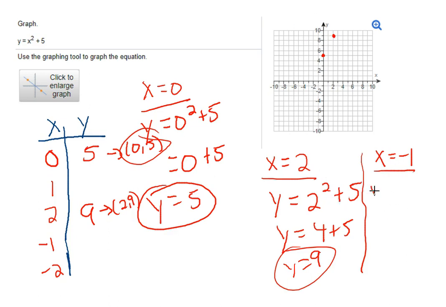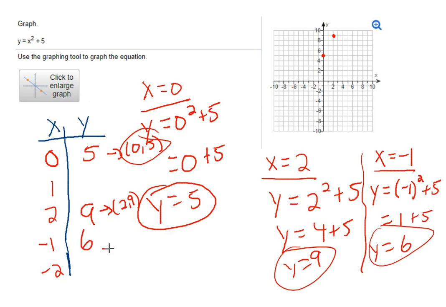So let's plug in -1. We'll get y equals, in place of x, we're plugging in (-1) squared plus 5. (-1) squared gives me +1. 1 plus 5 gives me 6. So I get y is equal to 6. And so that gives me the ordered pair (-1, 6). So this is another one I'm graphing here. So (-1, 6), which would be right here.